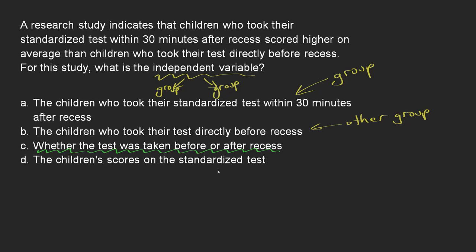Another way to think about an independent variable is that it can be thought of as being the variable that affects or influences the dependent variable. And so the idea here is that maybe when they took the test is going to affect or help to predict the children's scores. But in our question, we're looking for the independent variable. So the answer here is C, whether the test was taken before or after recess.